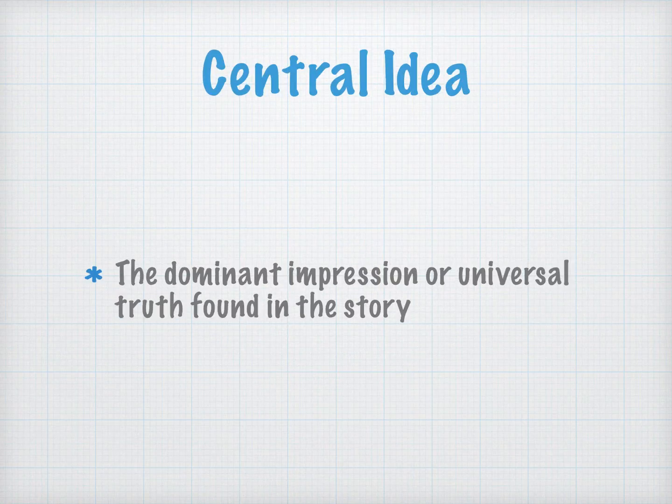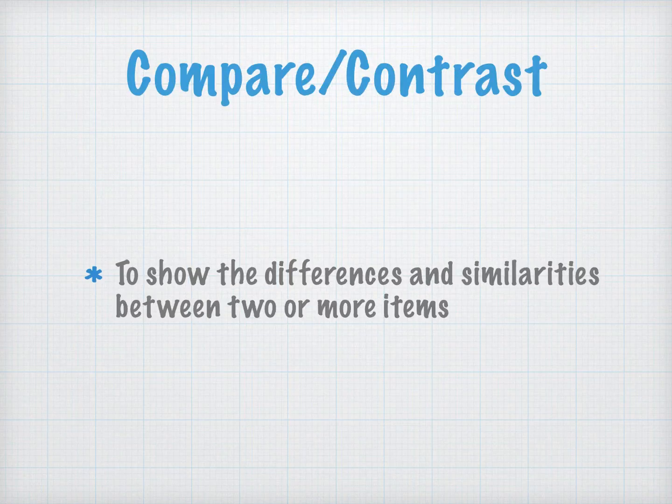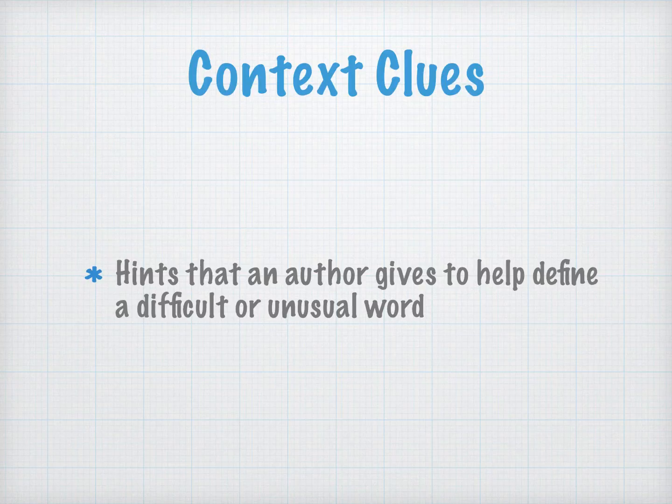We also still have our central idea. Remember, this can be interchanged with main idea. Central and main idea mean the exact same thing. It's just the point of the story. And comparing and contrasting, you all know this as one of your text structures, where you're trying to find the similarities and differences between two or more things. You have your context clues. This is what you worked on with the Island of the Blue Dolphins, where you had to find the word and try to figure out what it meant by using the sentence or the paragraph that it was used in.